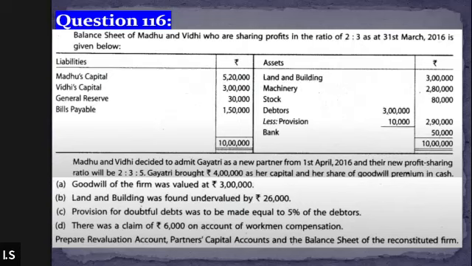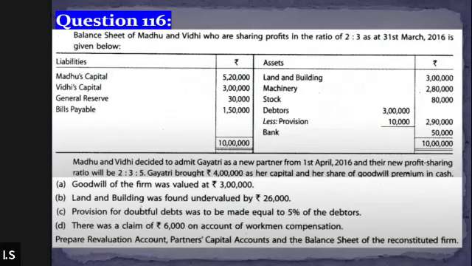Tell me, Alexander, and everyone else, have you completed the remaining part of the question? Sir, I had a doubt. You have a doubt, okay. Please tell me. Sir, the sacrificing ratio is 2:3. If both the partners are sacrificing, then what will be the treatment in the partner's capital account? You are asking about the treatment of what? Goodwill.